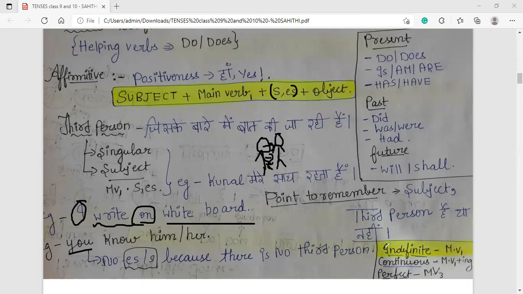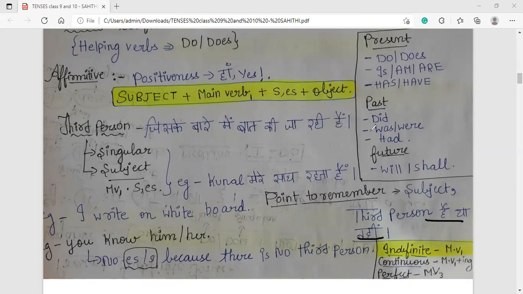ठीक है. और एक और चीज आपको याद रखनी होगी, थर्ड पर्सन पॉइंट टू रिमेम्बर. Sorry for the disturbance. So point to remember, सब्जेक्ट थर्ड पर्सन है या नहीं, बल्कि एक चीज रिमेम्बर करो, सब्जेक्ट अगर थर्ड पर्सन की बात कर रहे हो तो देन ओनली इट इज गोइंग टू बी, then only the S or ES is going to be added. So we were talking about indefinite tense, so we have used main form of verb. Now this is for affirmative case.